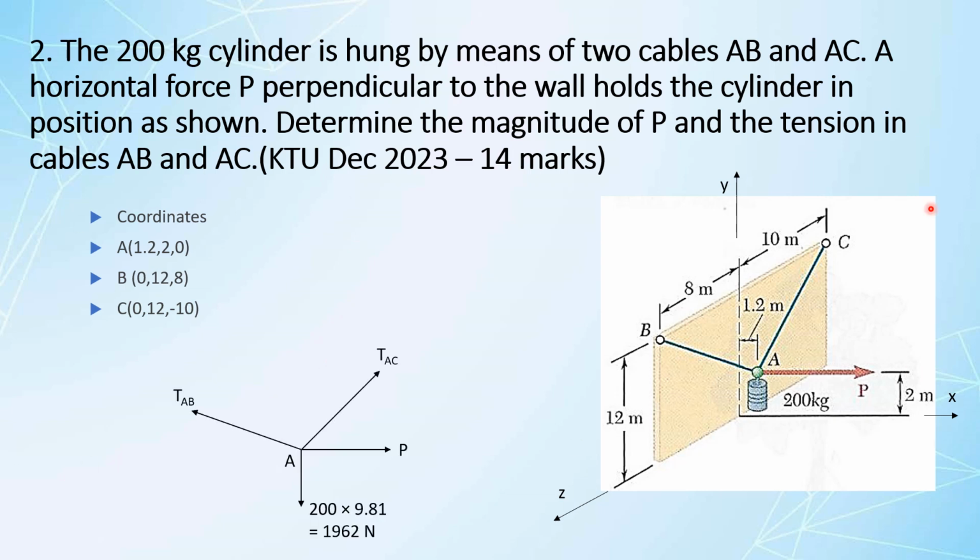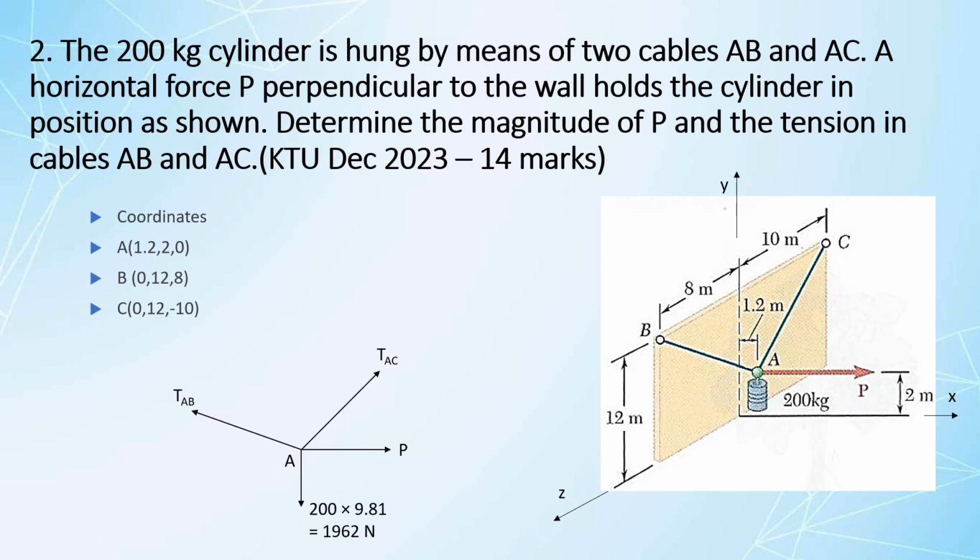Now we'll consider the force diagram. Here you have how many forces acting at A? You have tension in AC, tension in AB, horizontal force P, and the weight of 200 kg acting downward. You have to understand from the unit that this is not weight, it is the mass. So you have to convert the mass into weight by multiplying with the g value 9.81. You will get the value in Newton, and this is the weight acting at point A. So this is the force diagram.